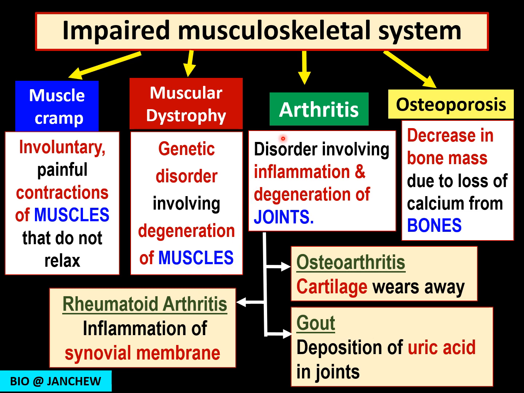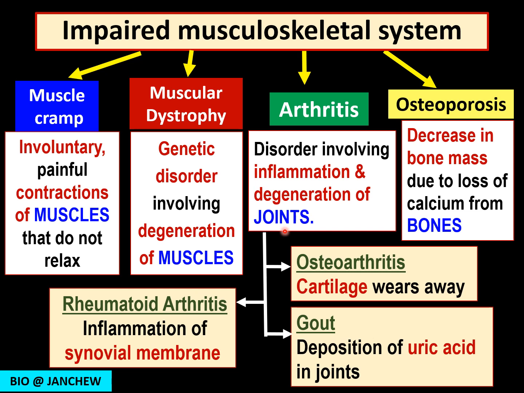The third condition, which is also a disease or disorder, is arthritis. Arthritis is a disorder involving inflammation, meaning swelling, and pain and redness in that area, and degeneration. Degeneration meaning the wasting away or the wearing away of parts of the joints.